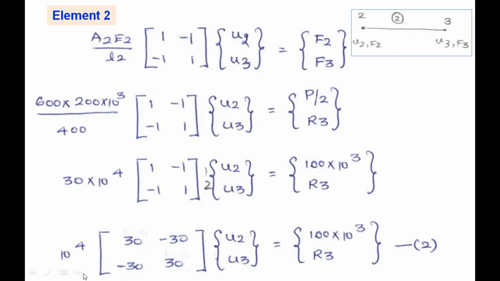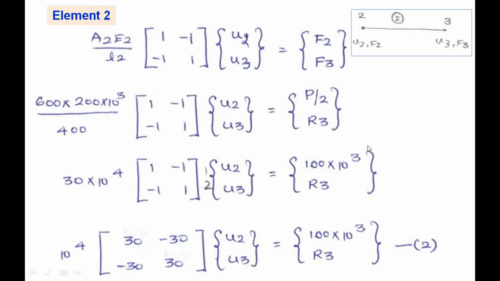Keep this 10 power 4 common term outside the matrix, then multiply the 30 inside the matrix. So you will get 10 power 4 times the matrix [30, -30; -30, 30], times [u2, u3], equals [100 into 10 power 3, R3]. This is the second element characteristic equation.